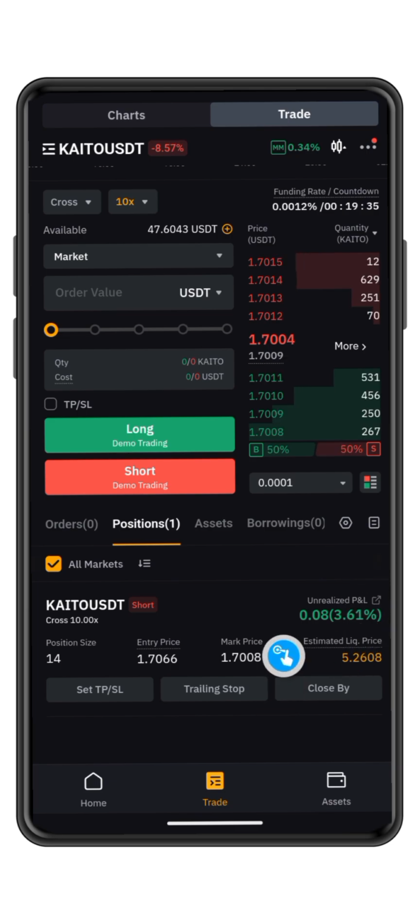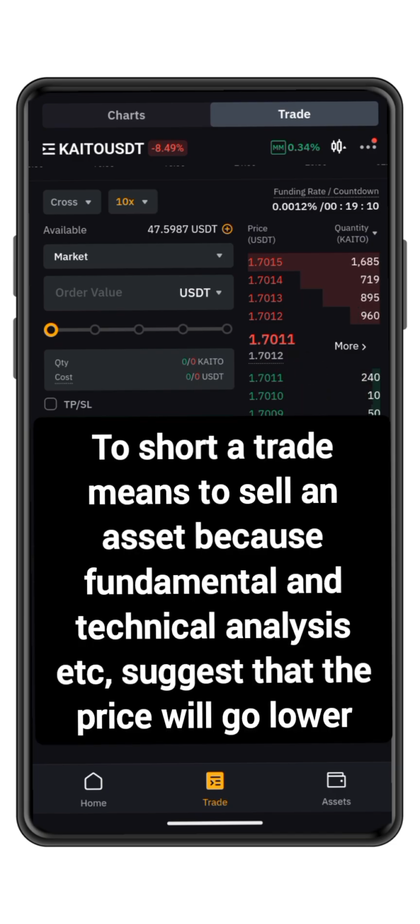Now the next thing here is this 5.2608. That's my estimated liquidation price. All right, so what does this mean? What it means is, first I shorted this market. All right, so that's why my liquidation price is 5.2609. And what does it mean to short? What it means is that I am predicting that this price is gonna go lower. All right, and remember, you don't just predict, you predict after you have done technical analysis.